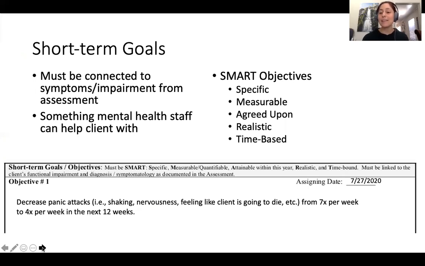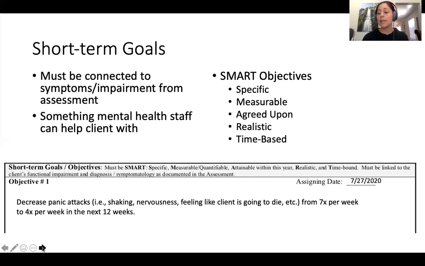With specific, we mean that it's clear and well-defined. If you're talking about panic attacks, what do they look like for this person? Your panic attack is probably different from my panic attack. So explain what it is for this particular client. Do their panic attacks include heart racing, sweating, passing out? Whatever it is, include it in the parentheses to make it specific.